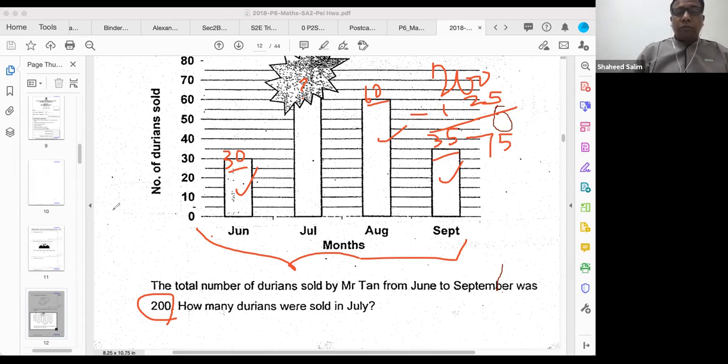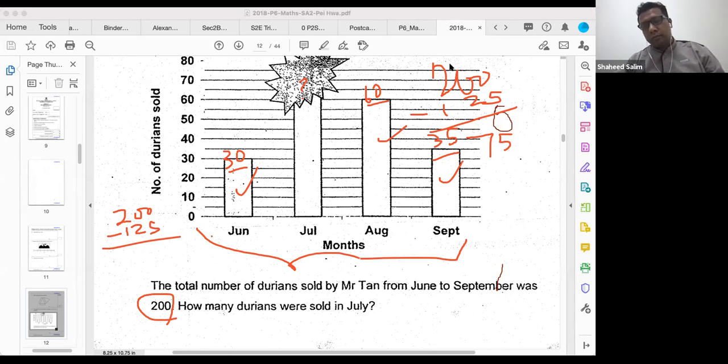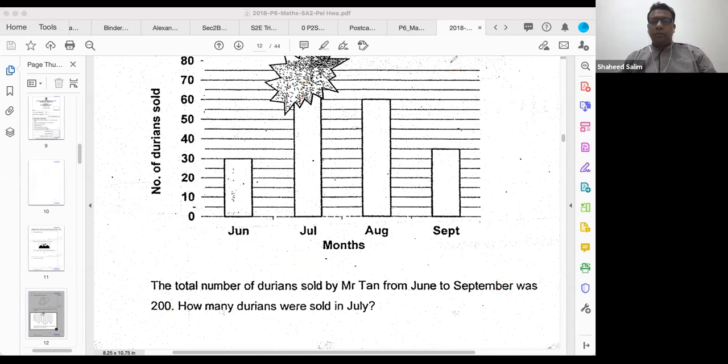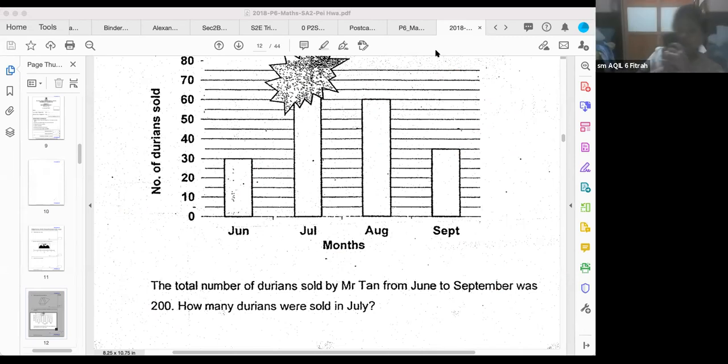200 minus 125. Berapa you get? Syakir can get. Okay, supposed to get 75. 75, huh? Can get or not? It's equal to 75. 75, okay. So now we move on to the next one.